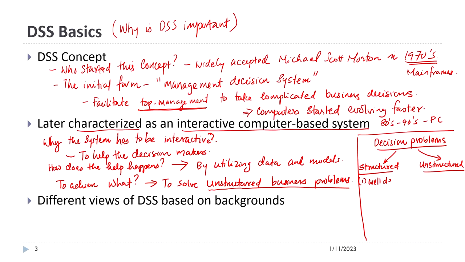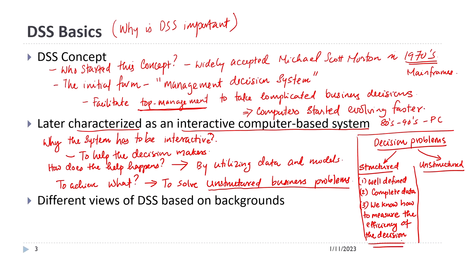Number one, it is well defined. The structured decision problem is very well defined, and second, it has complete data. Okay, total data is available with you for this particular case. And the most important thing is we know how to measure the efficiency of the decision. In this particular case, we are talking about the three aspects of structured decision making. It is well defined, it has complete data, and we know how to measure the efficiency of the decision.